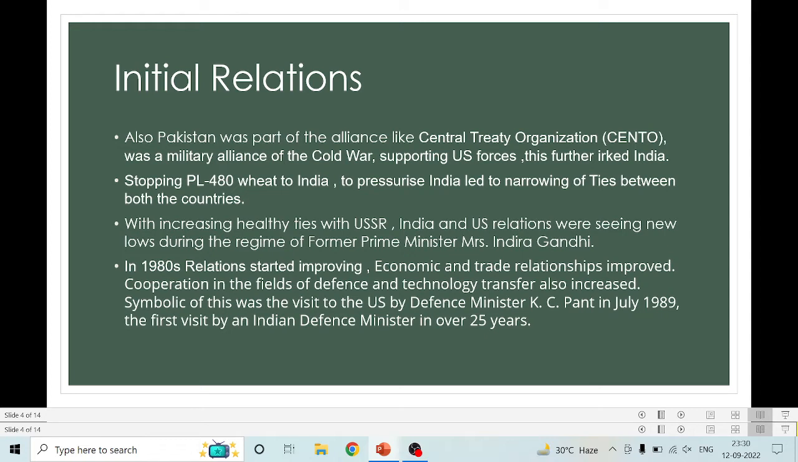But slowly, during the Janata Party government, there was a beginning of reviving the ties between India and USA. And K.C. Pant, defense minister, visited USA in 1989, because in the 1980s, especially after the demise of Mrs. Indira Gandhi, with the coming of Rajiv Gandhi, he wanted to revive relationship with not only USA but also China. So he took several initiatives with regard to that.